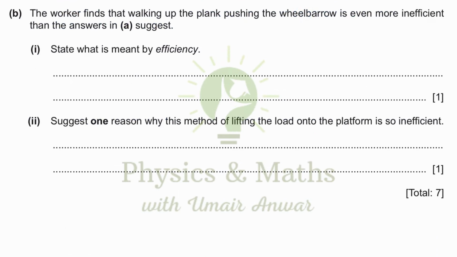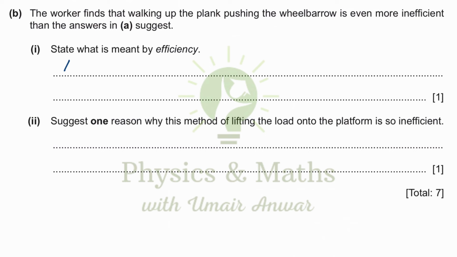The worker finds that walking up the plank pushing the wheelbarrow is even more inefficient than the answers in part A. Suggest what is meant by efficiency. So the definition of efficiency is to be written here, and it is the ratio of useful output energy to the total input energy.